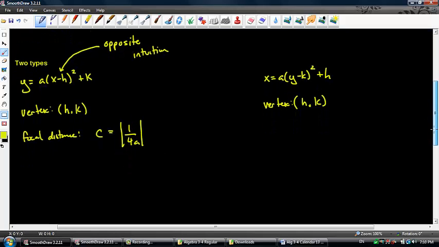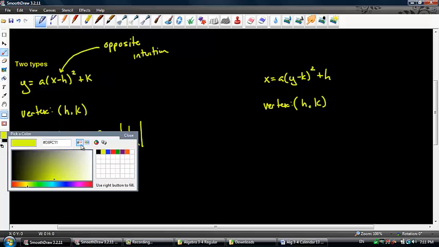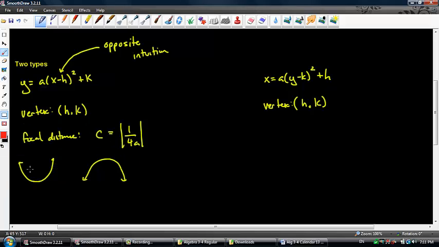Where these two types of parabolas part ways is how they open up. In the y equals parabola, you guys have seen this before. It's going to be an upward facing or a downward facing parabola. What determines whether it's upward or downward facing? It all depends on whether the a term is positive or negative. On the x equals parabola, it will be facing side to side, and it's not like a hyperbola where it's going to be both, it's going to be one or the other. Again that depends on a: if a is negative, it will be facing to the left, and if a is positive, it's facing to the right.